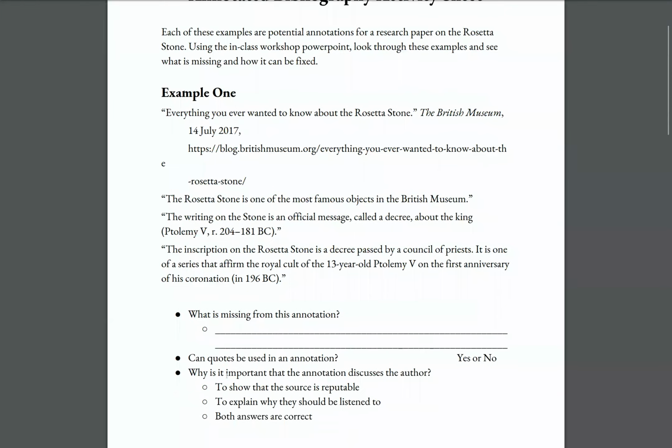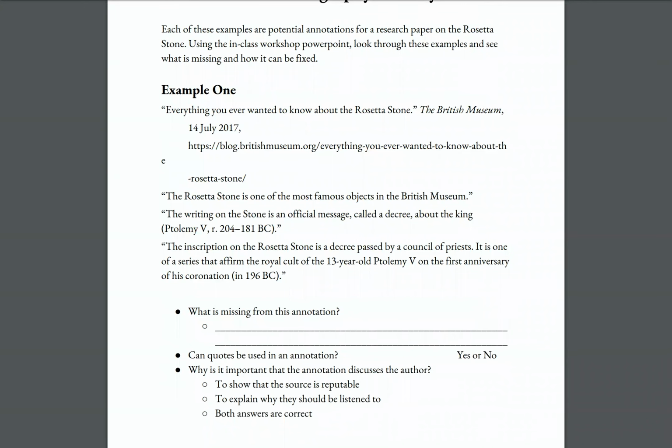Our first example is a list of quotes from the British Museum's blog. The Rosetta Stone is one of the most famous objects in the British Museum. The writing on the stone is an official message, called a decree, about the king. The inscription on the Rosetta Stone is a decree passed by a council of priests. It is one of a series that affirmed the royal cult of the 13-year-old Ptolemy V on the first anniversary of his coronation. So what is missing from this annotation?